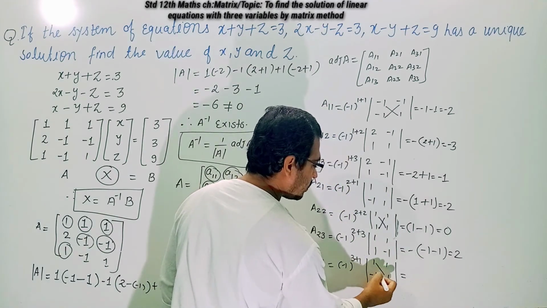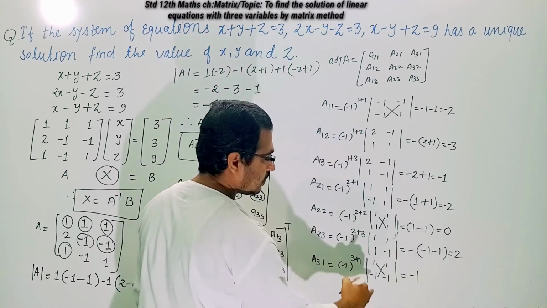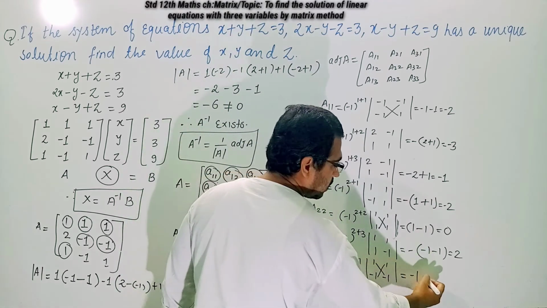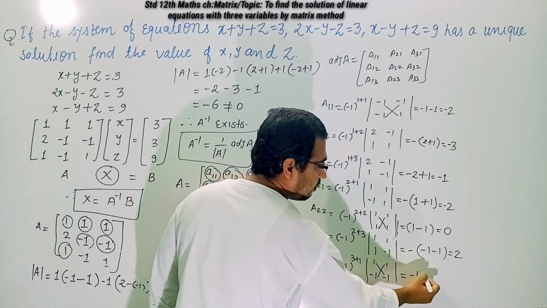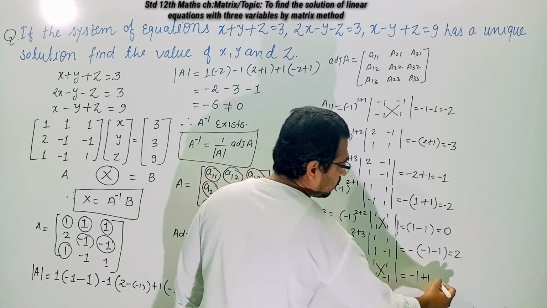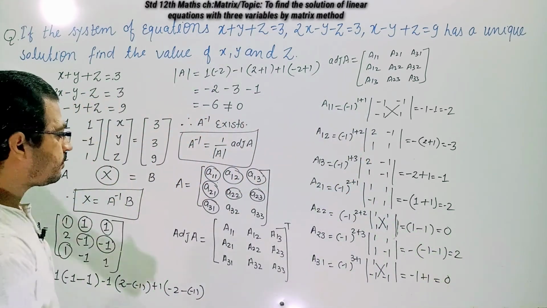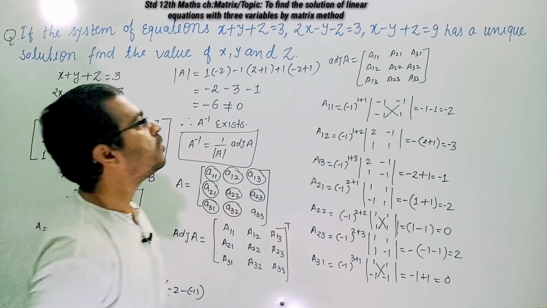So cross multiplication over here: 1 minus 1 into 1, minus, and minus 1 into 1. This is the sign formula, minus 1 into 1 minus 1. It will become plus. So we are getting what? 0. Okay. Now finding the cofactor of A32.